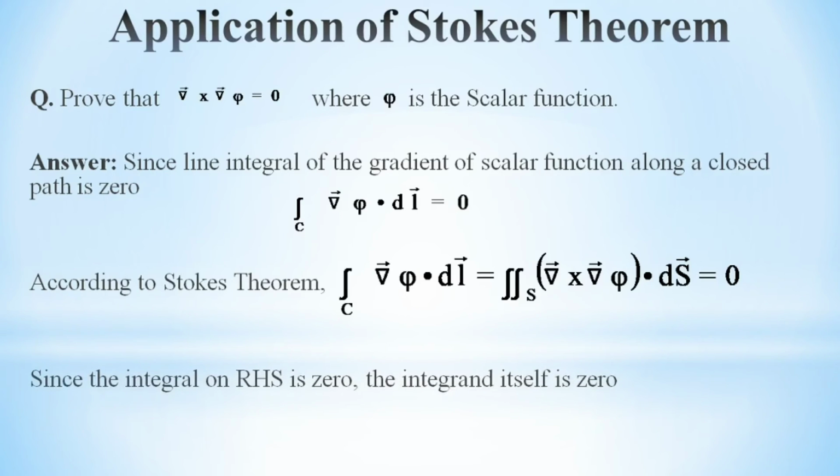Since the integral on the RHS is 0, the integrand itself is 0. Therefore, del cross del phi is equal to 0. These are some of the preliminary conditions which we have already learnt in the previous classes. We have proved that del cross del phi is equal to 0. That means the curl of the gradient of a scalar function is always 0.